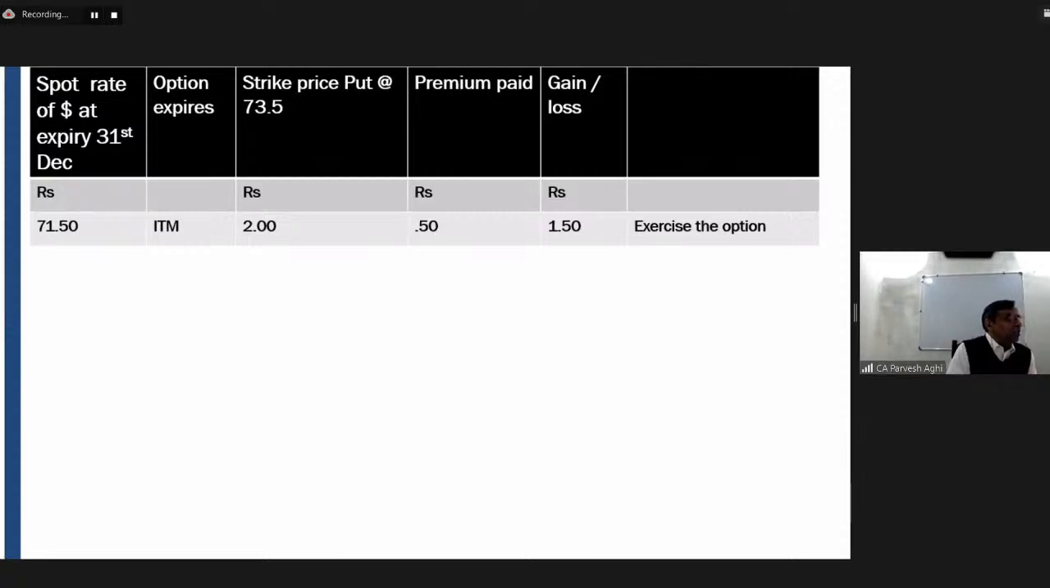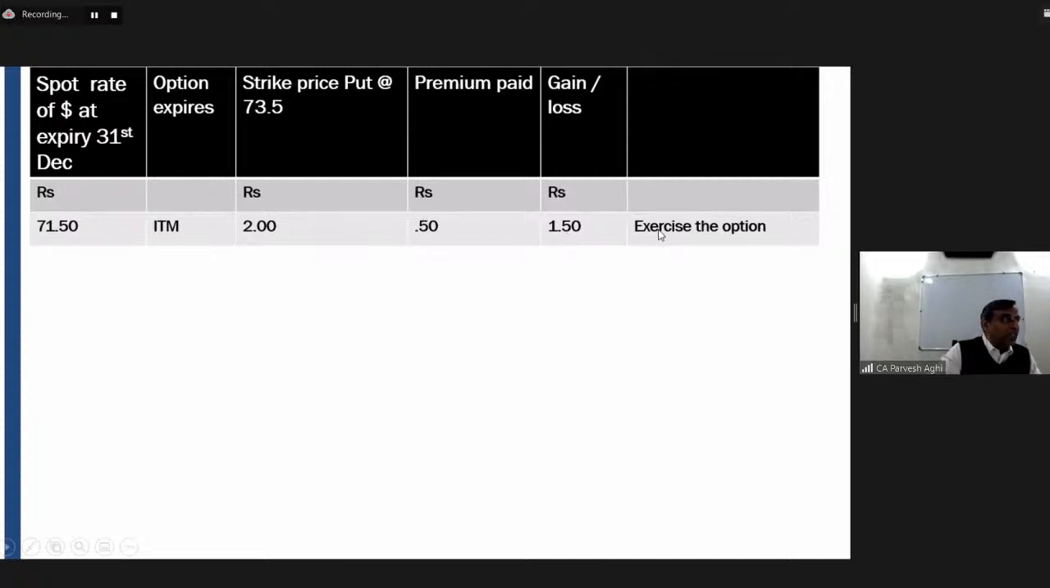So now let's understand one by one. Suppose the spot rate of the dollar on the expiry day is 71.50. So what has happened? The dollar has depreciated. So he makes a gain, it's in the money. He makes a 2 rupees gain, because the strike price chosen was 73.5. So 73.5 minus 71.5, he makes a 2 rupees gain. But he has paid the premium, so his net gain gets reduced to 1.50.